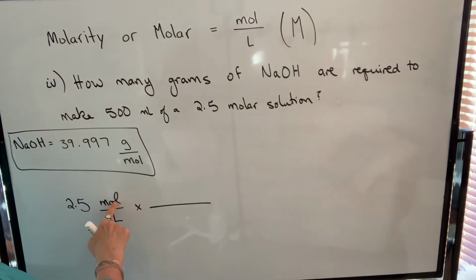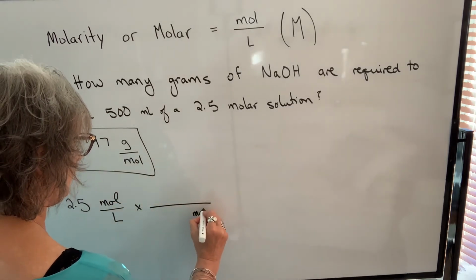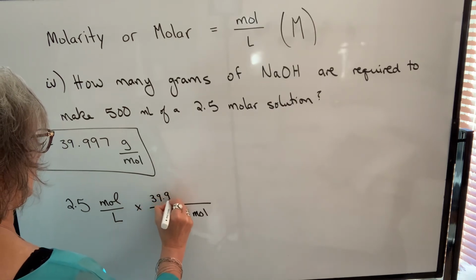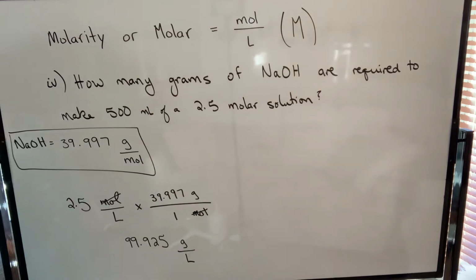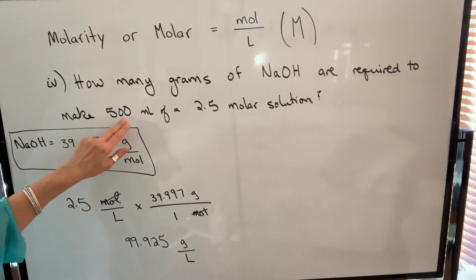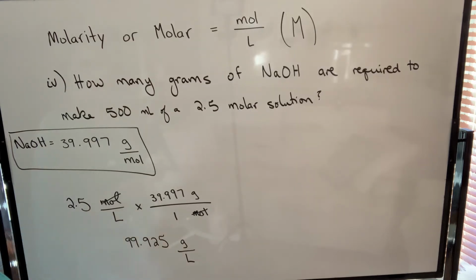We want to change from moles to grams, so moles is in the numerator, put moles in the denominator. We know 1 mole is equivalent to 39.997 grams. Moles will cancel. When we do the calculation, we get a concentration of 99.925 grams per liter. Now we can find the amount of solute required to make 500 milliliters of this concentration solution.